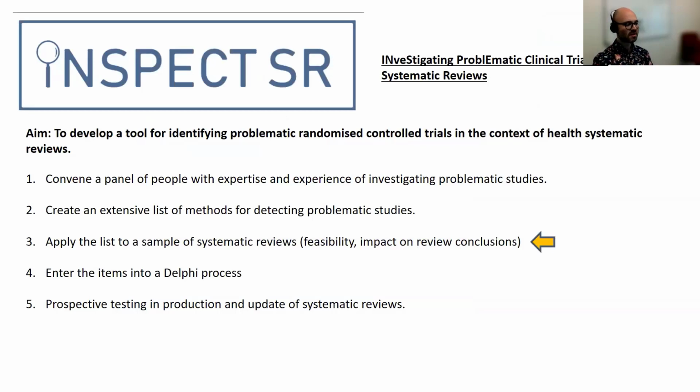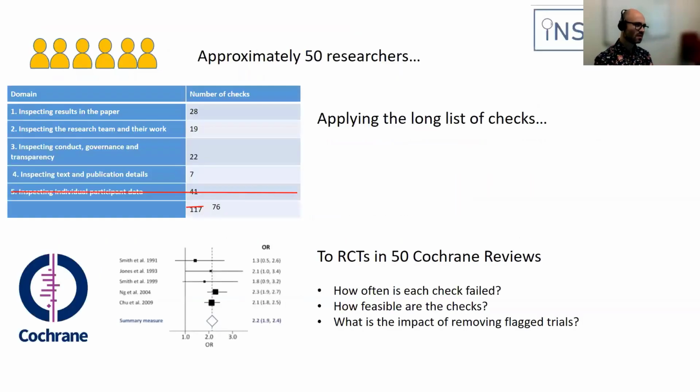And now we're currently in the process of this stage here. We're applying the list to a sample of systematic reviews. This is a really big exercise, right? It's a long list, and we're applying them to lots of trials. So we've adopted a many hands make light work approach here. We've got a big collaboration with around 50 researchers collaborating on this one.